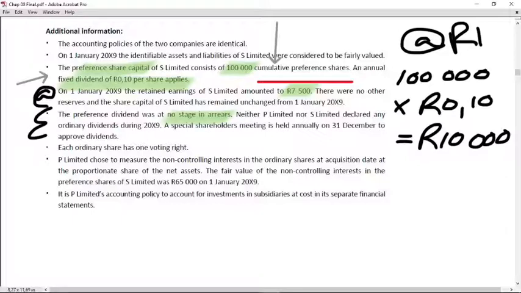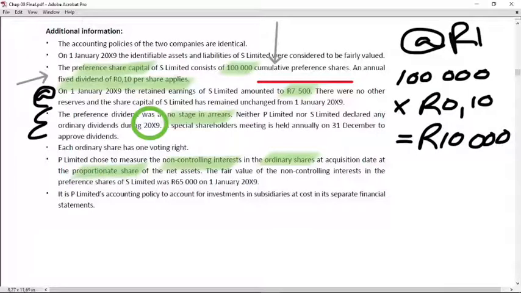Neither P nor S declared any ordinary dividends during 20x9. Remember, you are not able to declare an ordinary dividend unless you also declare the preference dividend. But you are allowed to only declare a preference dividend without also declaring an ordinary dividend. Then if you look back at the trial balance, you can see that there were actually ordinary dividends declared during 20x10. P Limited chose to measure the non-controlling interests in the ordinary shares at acquisition date at their proportionate share.